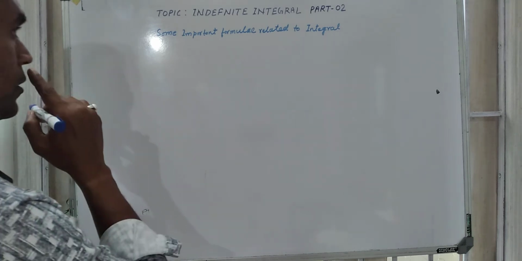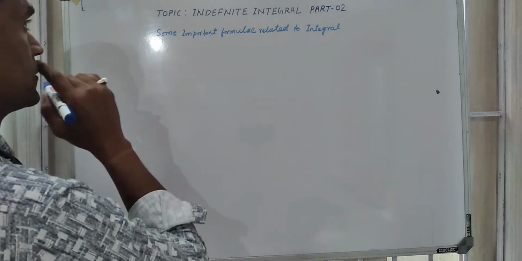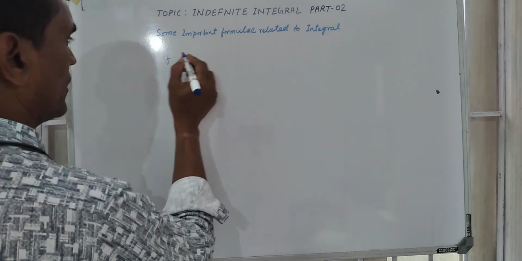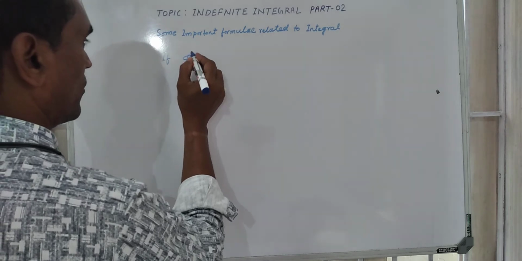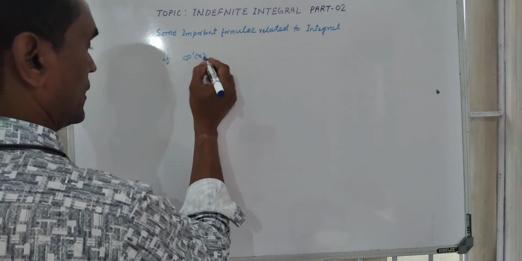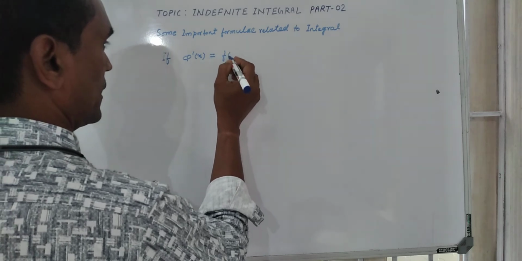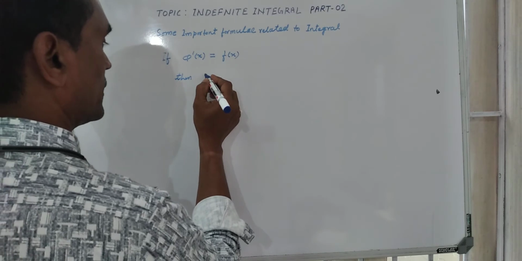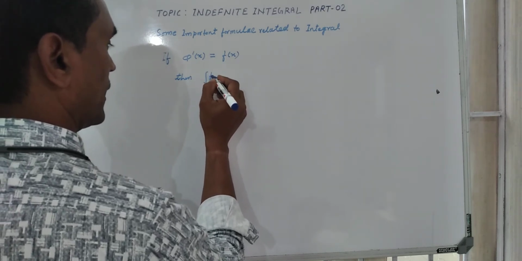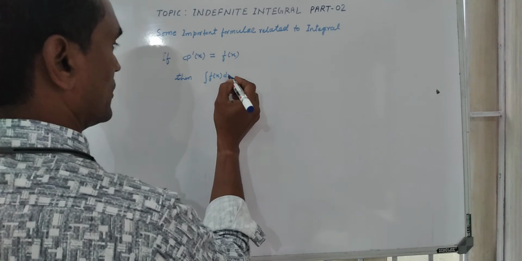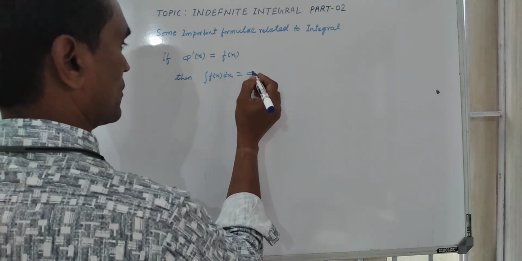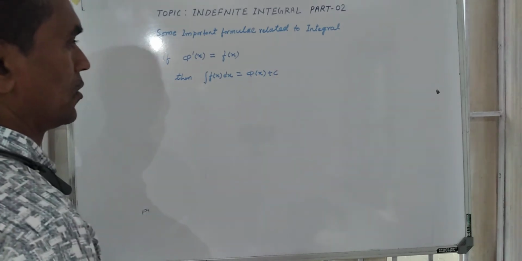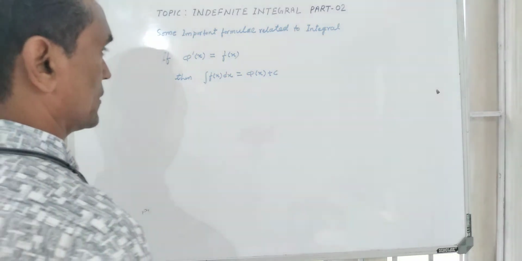Main concept of this topic is, if derivative of phi x is f x, then integral of f x with respect to x is phi x plus c, where c is the constant of integration.